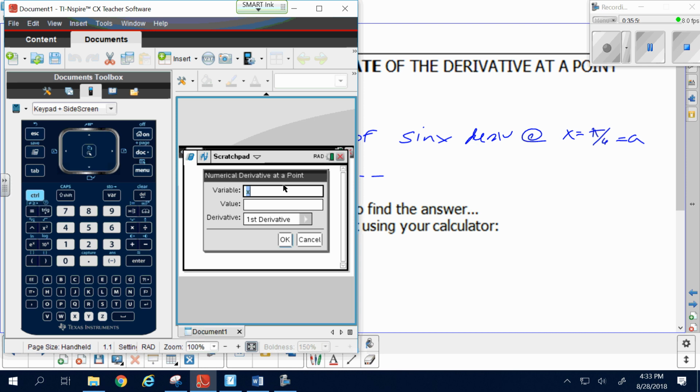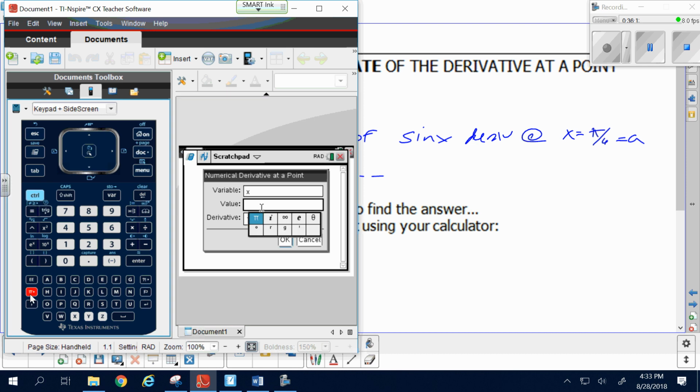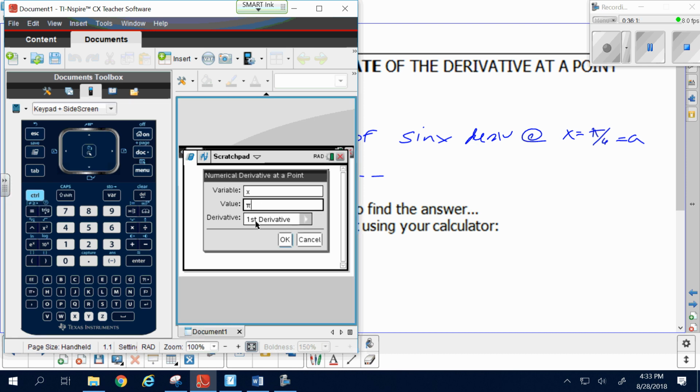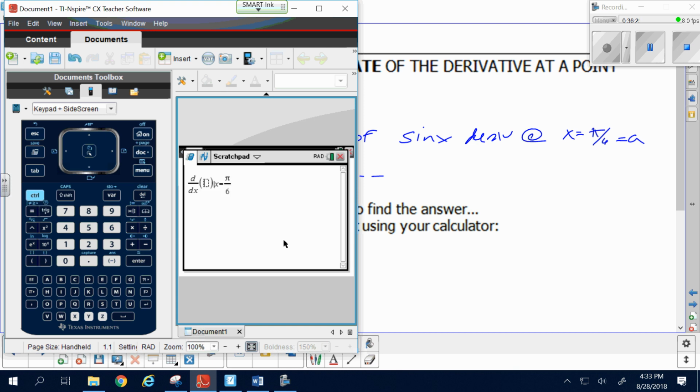Now it's going to start to give you some choices here. In this case, the variable is x. It's sine of x, not t, etc., so it's x. The value is the value at which you want the derivative. Now we set the derivative at pi over 6, so we're going to choose pi divided by 6. And the first derivative, you can actually take the first order, second derivative. We haven't talked about that yet, so let's go with first derivative, hit OK.